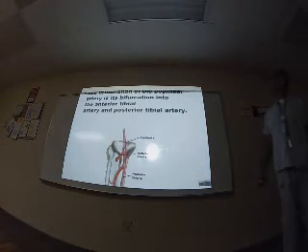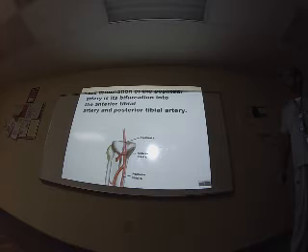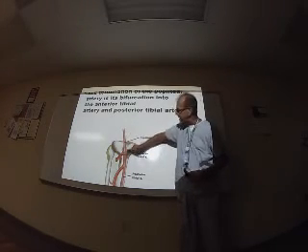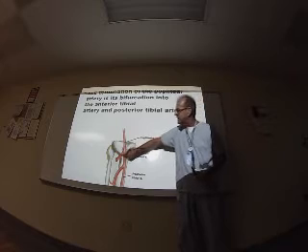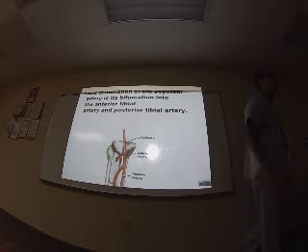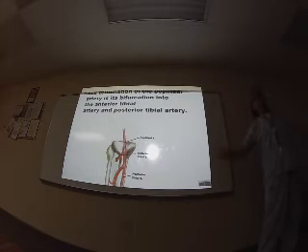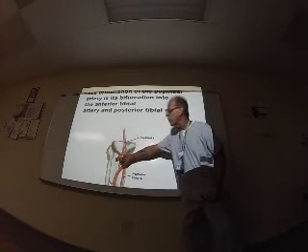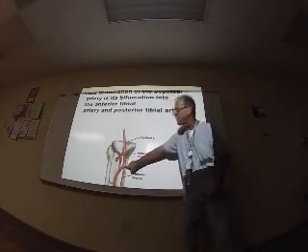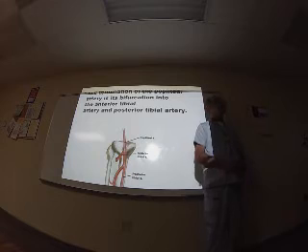The termination of the popliteal artery is the bifurcation into the anterior tibial and the posterior tibial. You can see the popliteal artery bifurcate. Anterior tibial: why is it called tibial? Because the bone is the tibia. Anterior tibial and the posterior tibial. And this little one that comes here is called the peroneal artery.